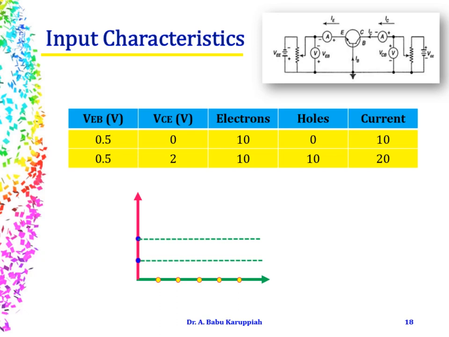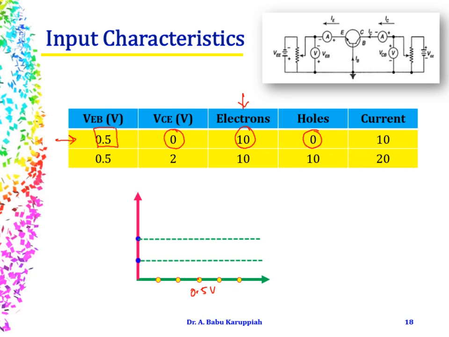First, let us take VEB to be 0.5 volts and VCE equal to 0 volts. This is for the first set of readings. When VCE is 0 volts, there is already a current because of electrons, which is nothing but the emitter current, having a magnitude of 10 milliamperes. As VCE is 0 volts, take for example, there are no holes traveling from the collector to the emitter, and so that current is going to be 0.